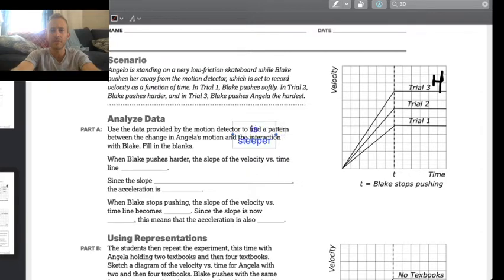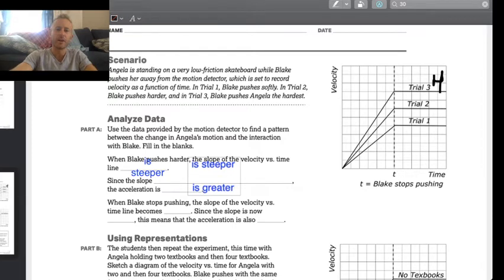So hard, I just want to grab the text box. Since the slope is steeper. Now, what is the meaning of the slope of this graph? It's a velocity-time graph, and so the slope is acceleration. Since the slope is steeper, the acceleration is greater.